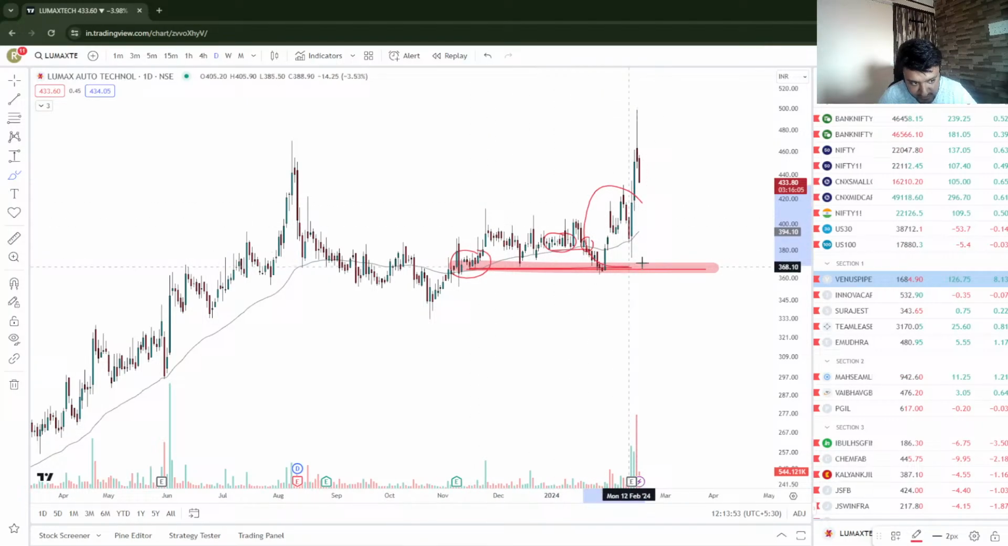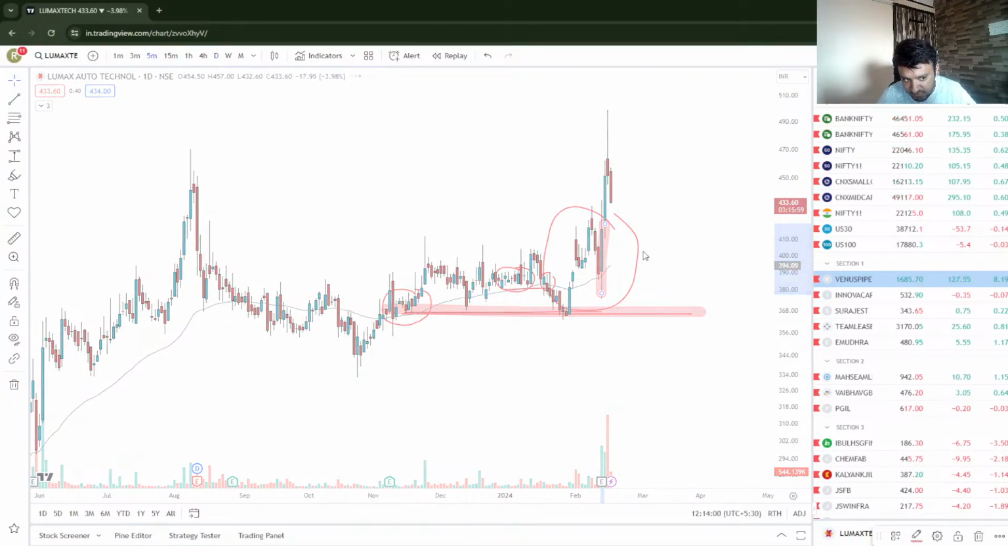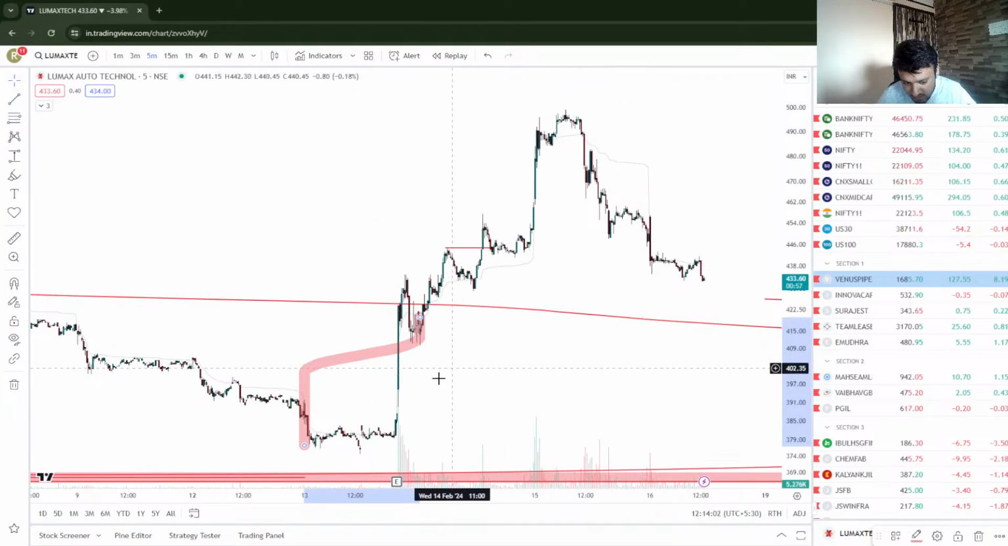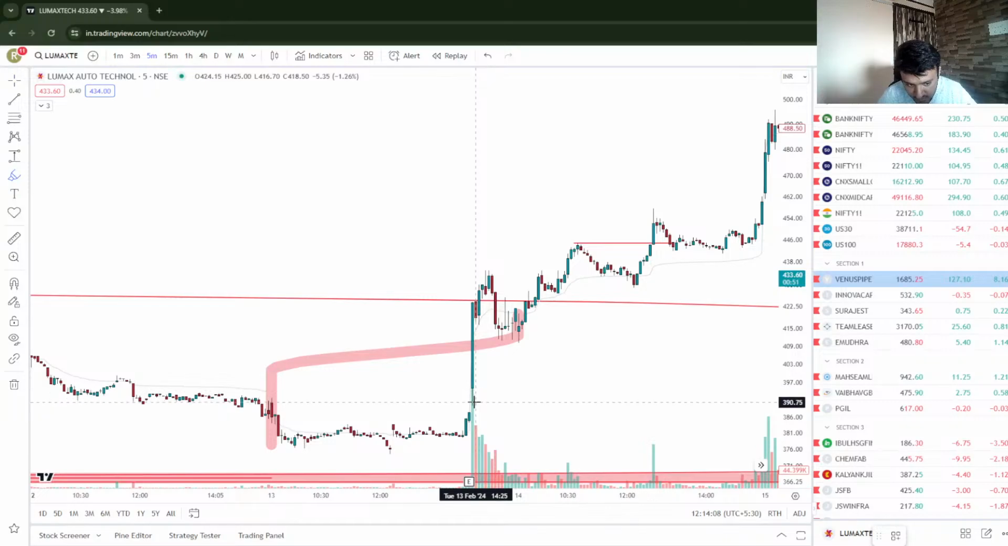So again, I was waiting for a setup here. But what happened on this day? The stock just declared results and it spiked up. So if you see, this is a candle in the middle of the day. This is not an opening candle. This is on 13th Feb, 2:20 p.m. So this just broke out that way.